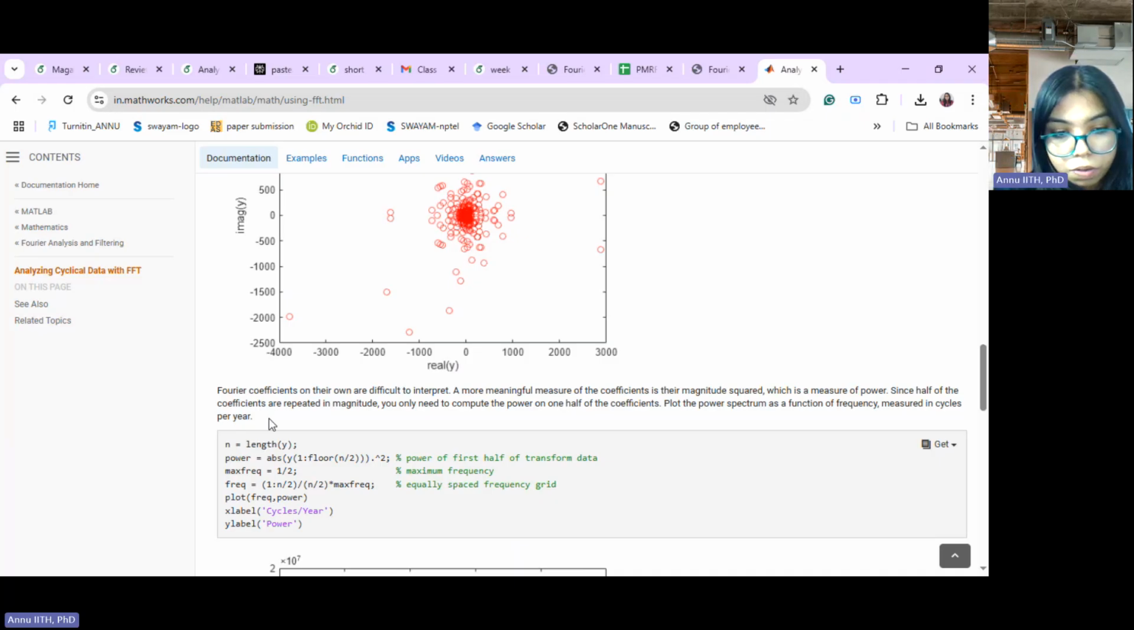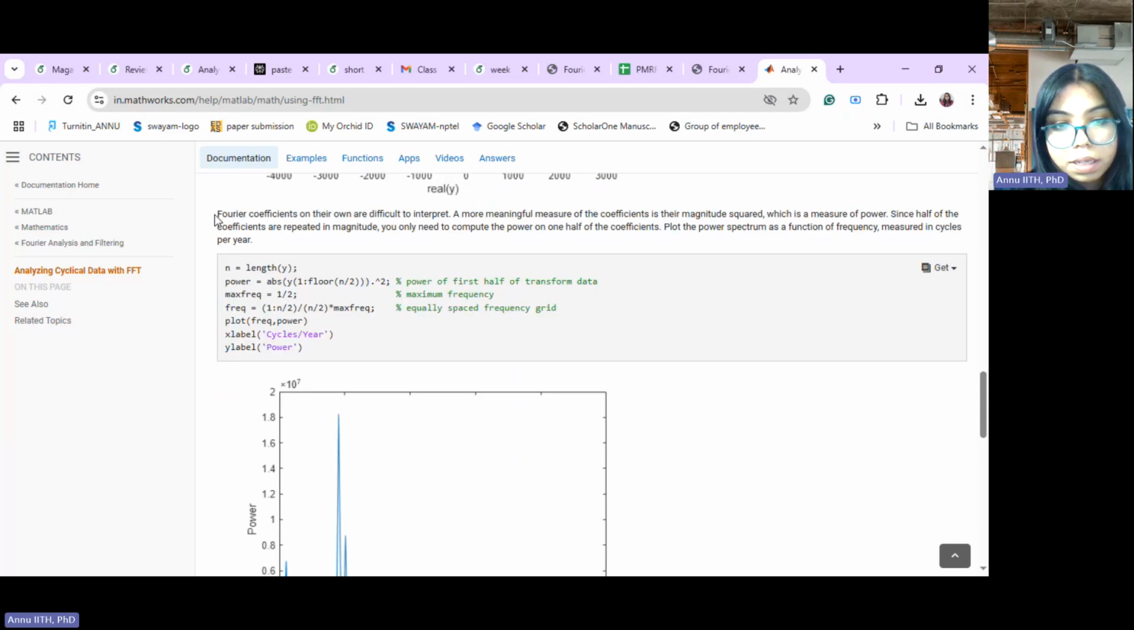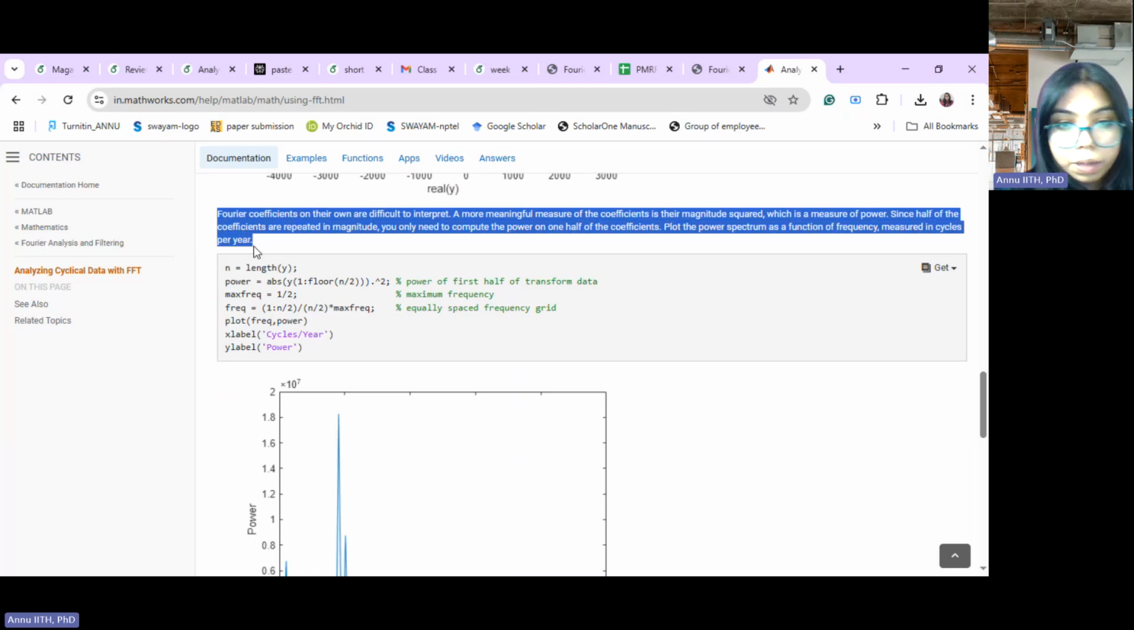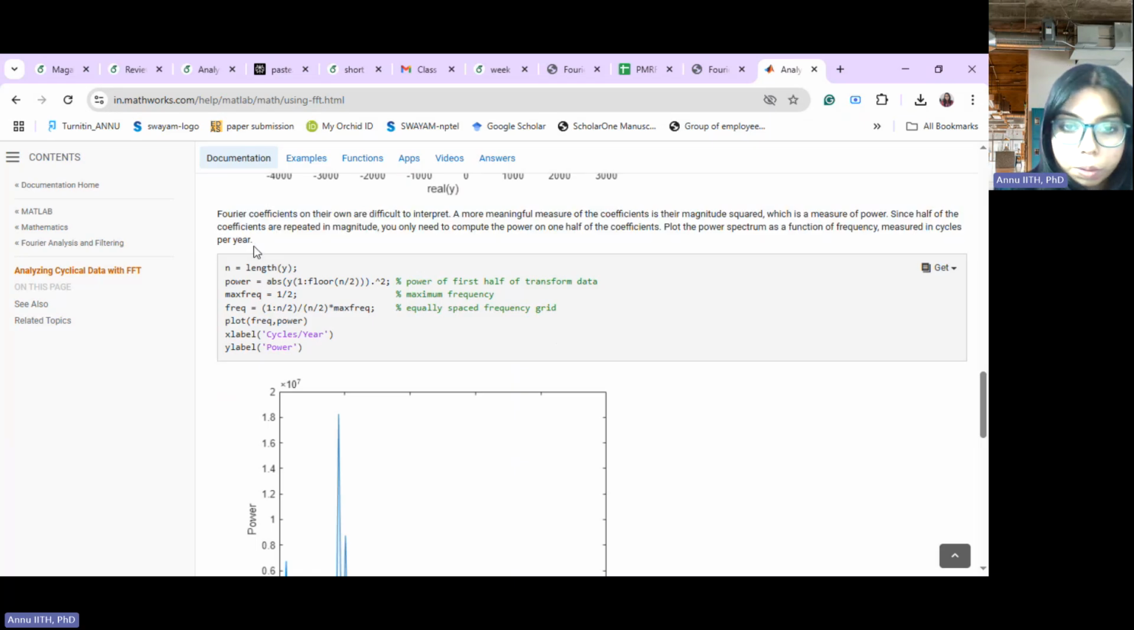So this is the Fourier coefficient. Fourier coefficients on their own are difficult to interpret. A more meaningful measure of the coefficients is their magnitude squared, which is a measure of the power. Since half of the coefficients are repeated in magnitude, you only need to compute the power on the first half, or the one half.